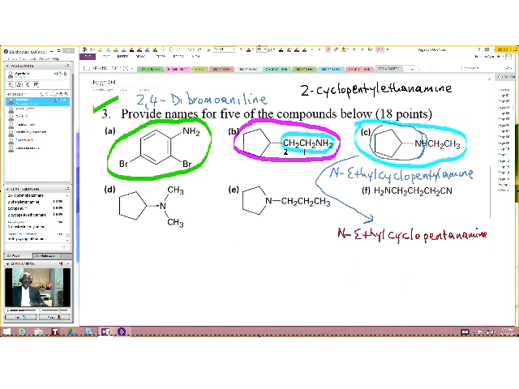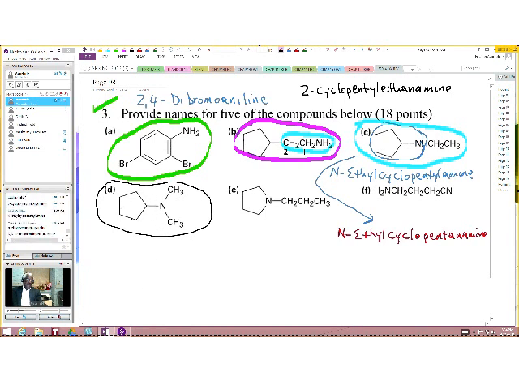How about this one here? D. What is the name for D? Okay, I need your assistance here. Okay, what is the name for D? I hint the base name will be due to the more complex alkyl. Okay, that's N,N-dimethyl cyclopentylamine. Excellent, excellent, excellent.